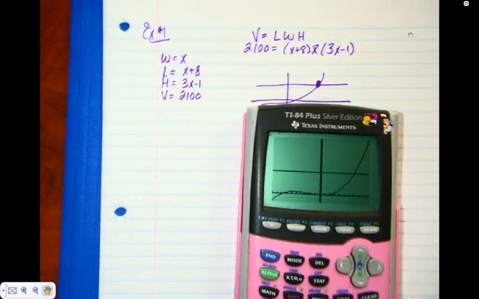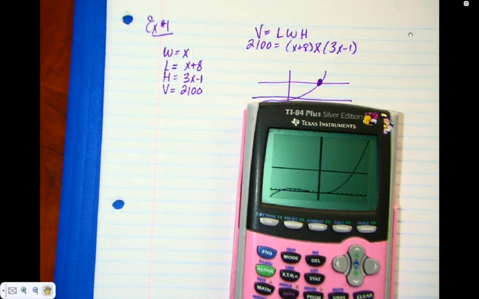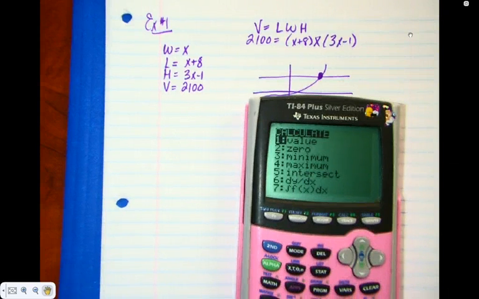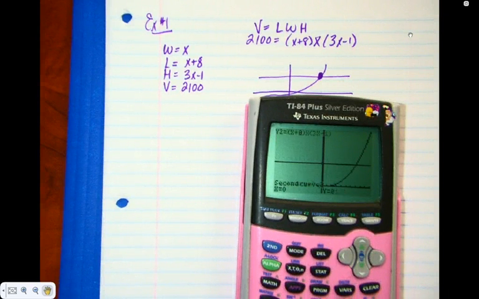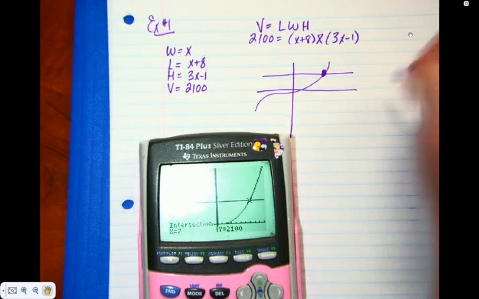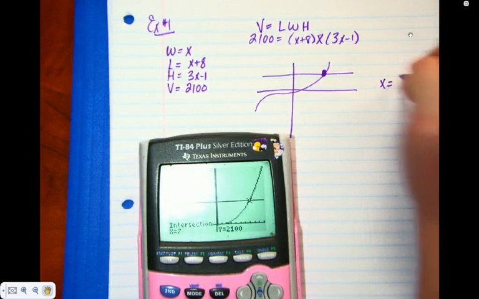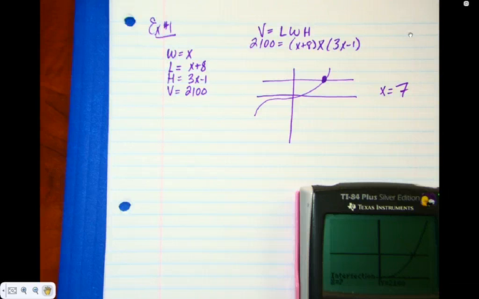Okay, remind me, how do we find an intersect? And then 5, enter, enter, enter. X equals 7. Everybody got 7?